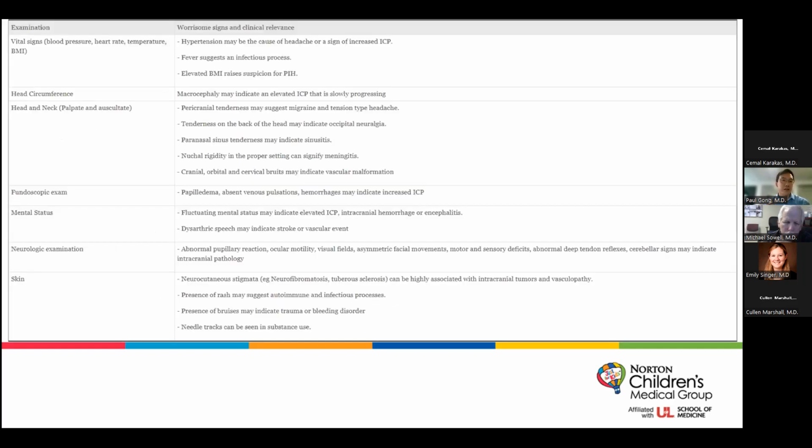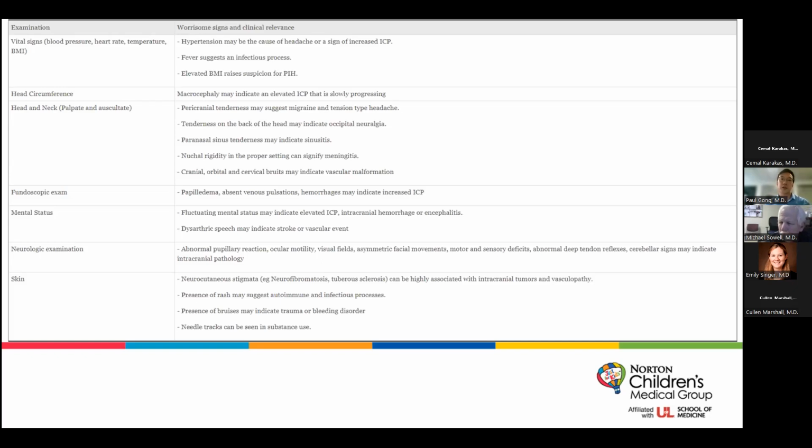This slide talks about the physical exam in terms of headache and things to look for that may clue you into another secondary cause of headache. I won't go through all of it, but the key points are any vital sign changes that may key you into another cause for headache, fever obviously being the most obvious one. And then like Dr. Cullen or Dr. Marshall talked about, macrocephaly is something to keep your eye on.